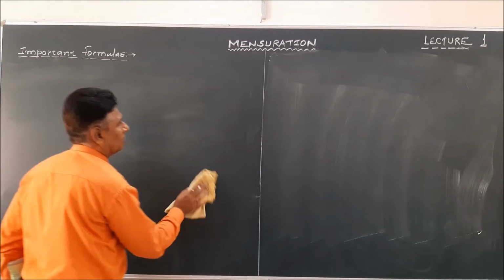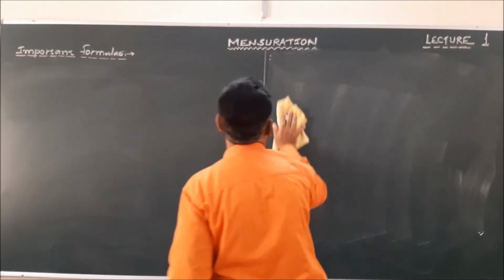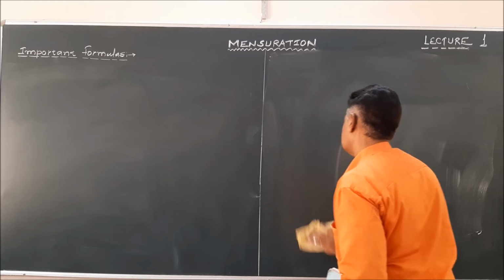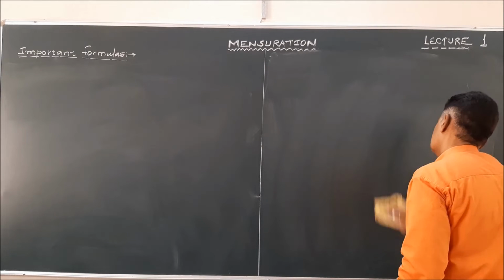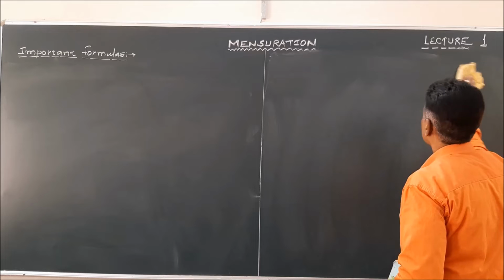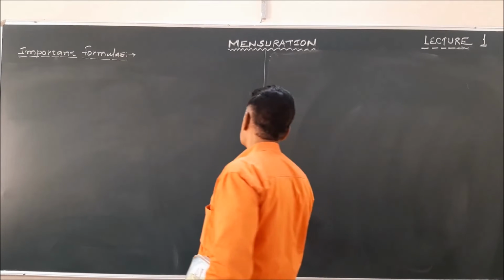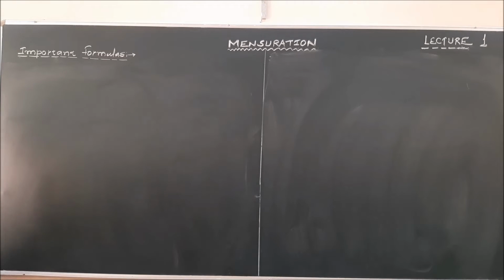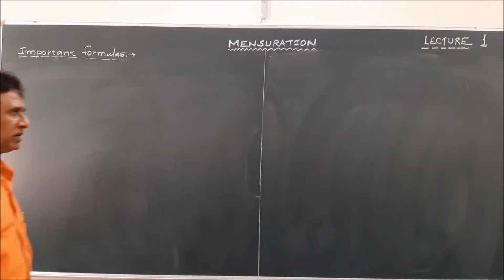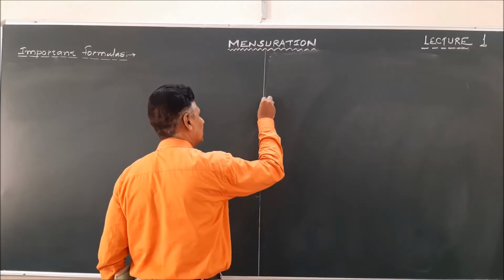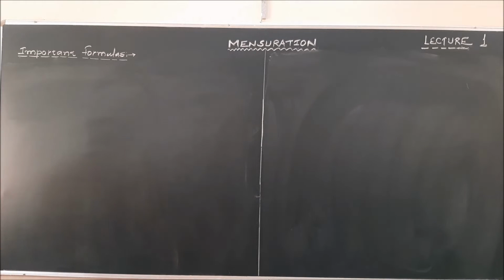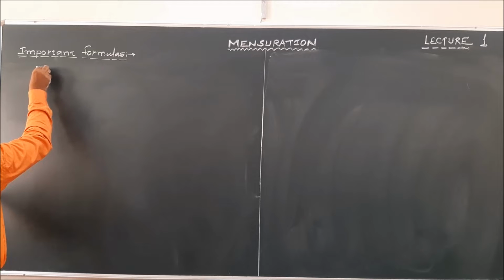Exercise 7.1. Calculations are very important. Value of pi: most of the time it is mentioned. If it is not mentioned, then you can take 22/7 or 3.14. So the first formula, the first question, is here in 7.1.